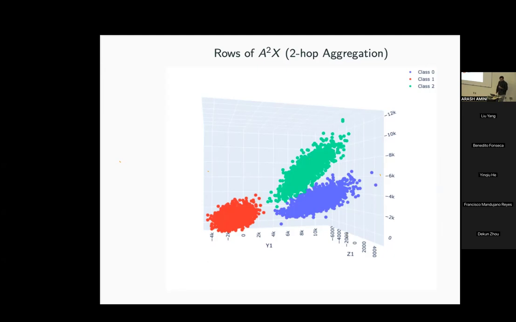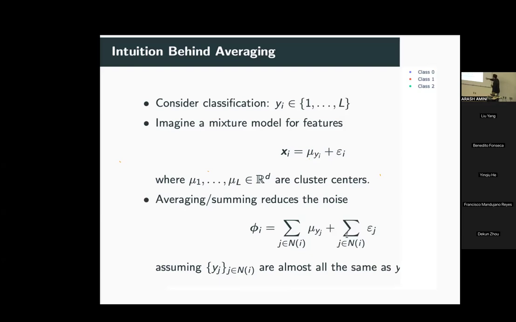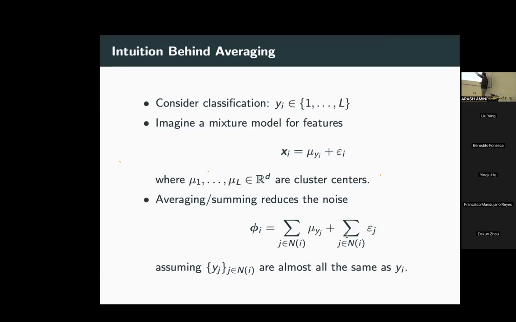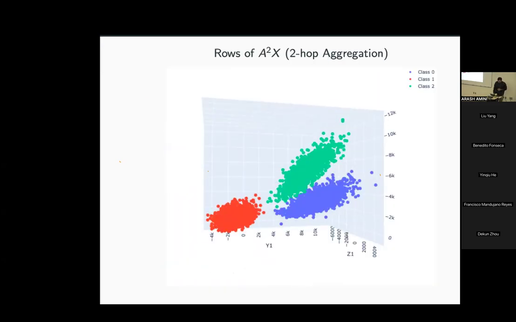Depends on the strength of the... These are the features, these are the aggregated features. These are the 3-dimensional, these are these phi i's. And I see, they should just converge to one number, I guess. Yes, they should collapse to a point eventually.